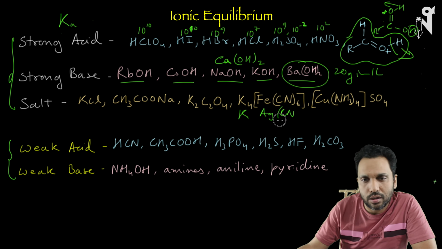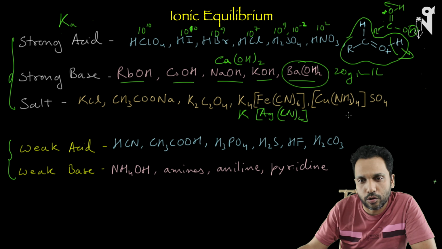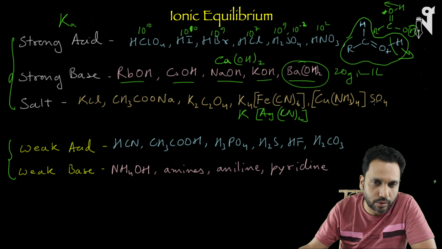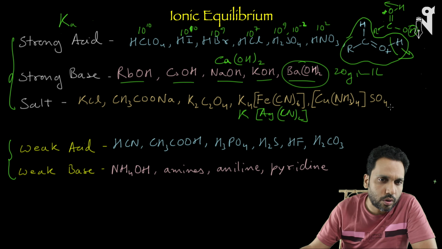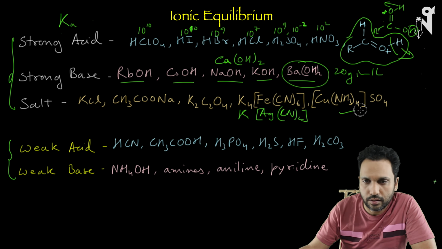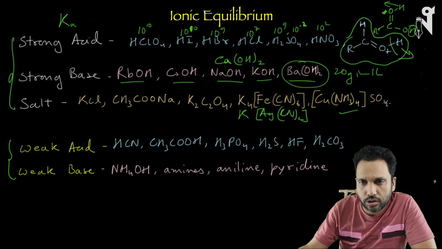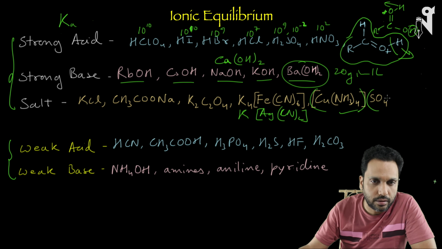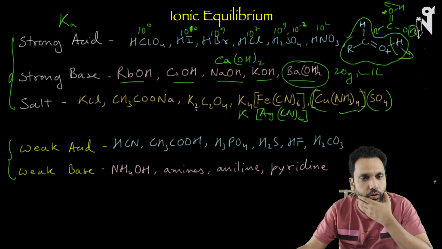All these are strong electrolytes. You have your tetraamine copper sulfate, that's a strong electrolyte. So all salts, which are ionic, form the cations and the anions. These are ionic. Whatever is ionic is going to dissociate fully.